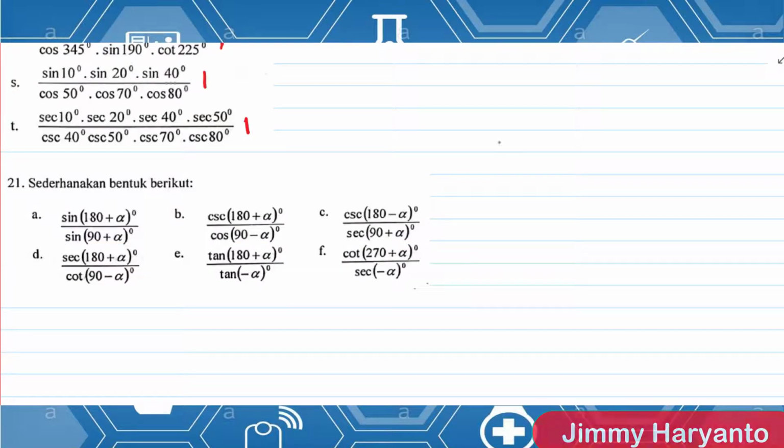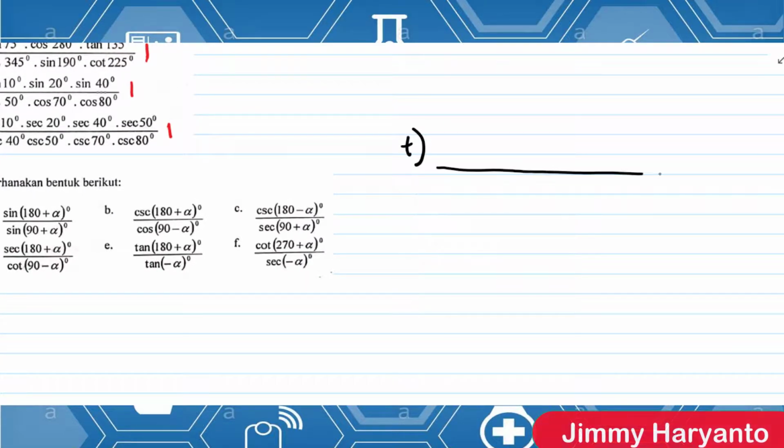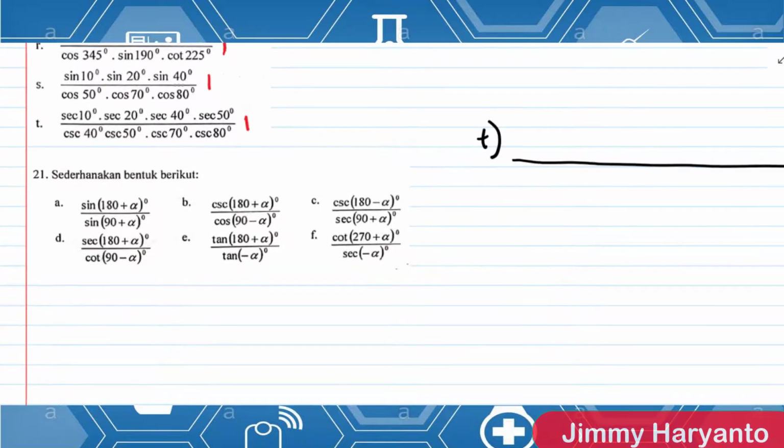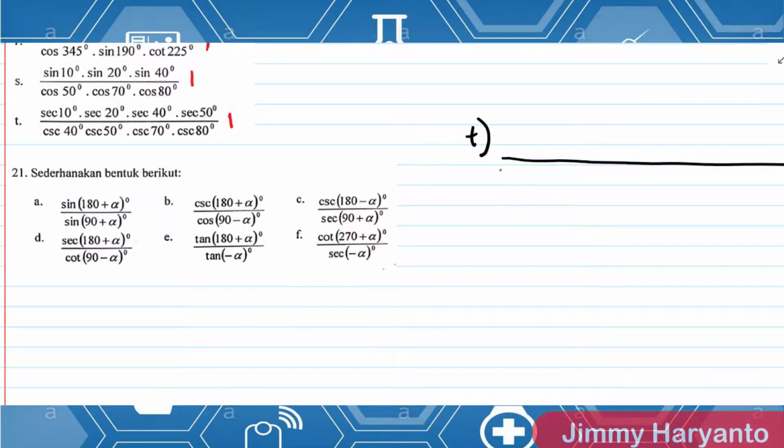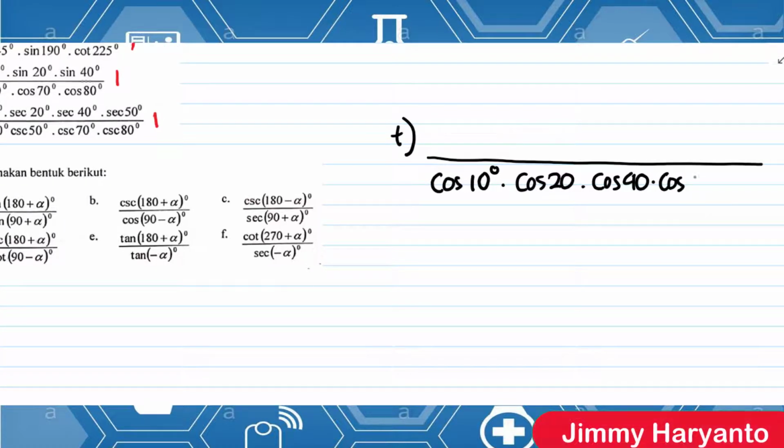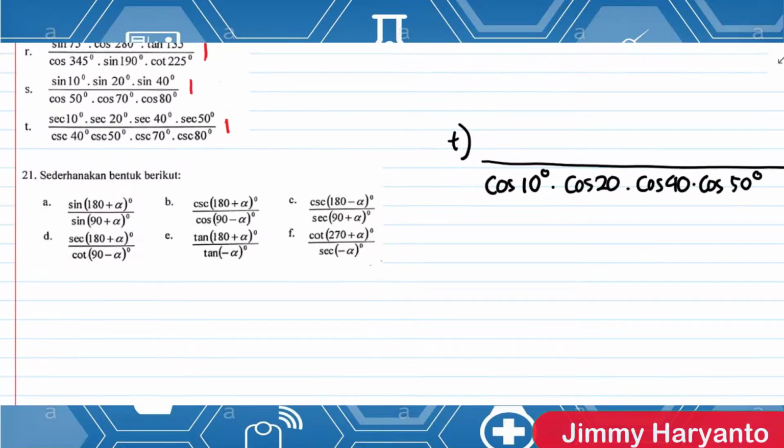The next is t. For t, it will be secant. I will move the secant to the bottom, yeah, because secant is the inverse of cos, so I will write it like this: secant 10 means cos 10 at the bottom part, and then secant 20 it will be cos 20, secant 40 it will be cos 40, and then secant 50 it will be cos 50, yeah, because secant is the opposite of cos.